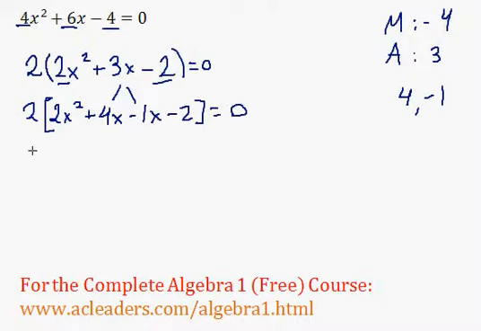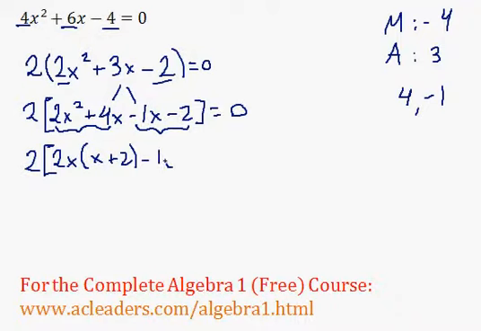equals 0. And over here, we can factor by grouping. So 2x squared and 4x, in 4x, we can factor out a 2x. 2x squared divided by 2x is just x, and 4x divided by 2x is just 2. Then over here, negative 1x minus 2, you can factor out a negative 1. So negative 1x divided by negative 1 is just x. Negative 2 divided by negative 1 is just 2.